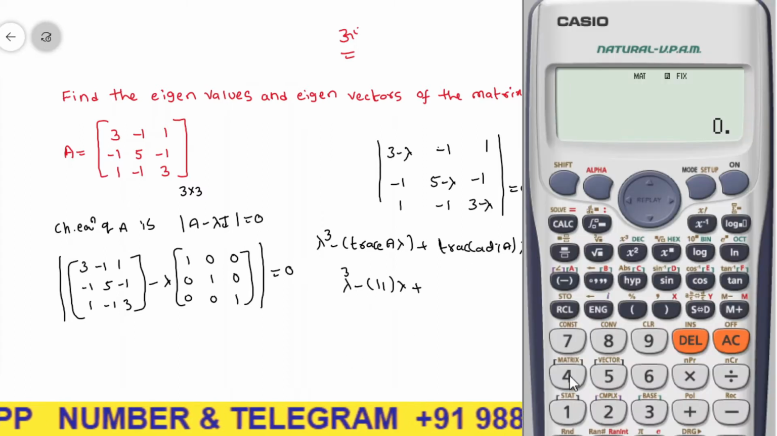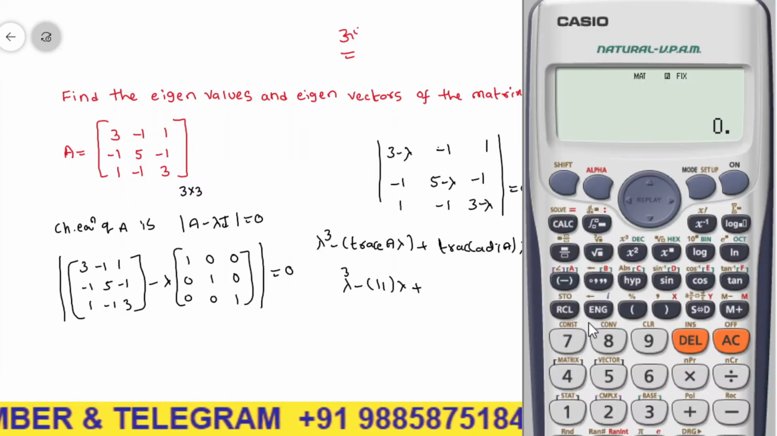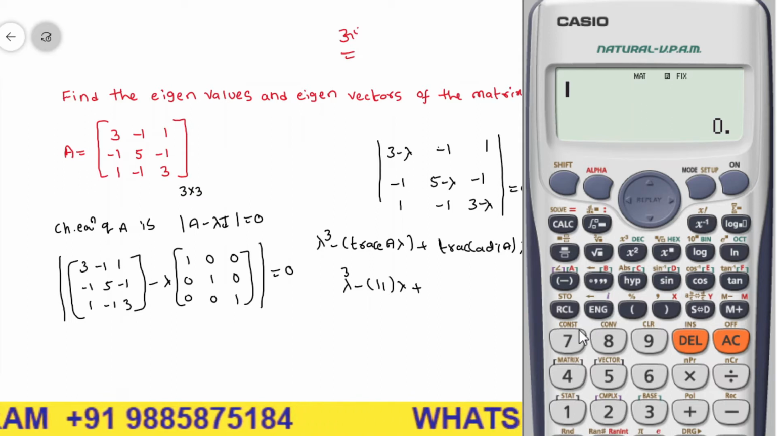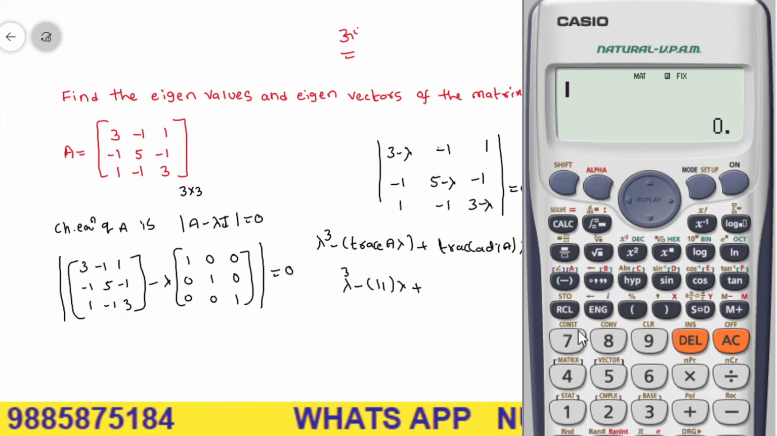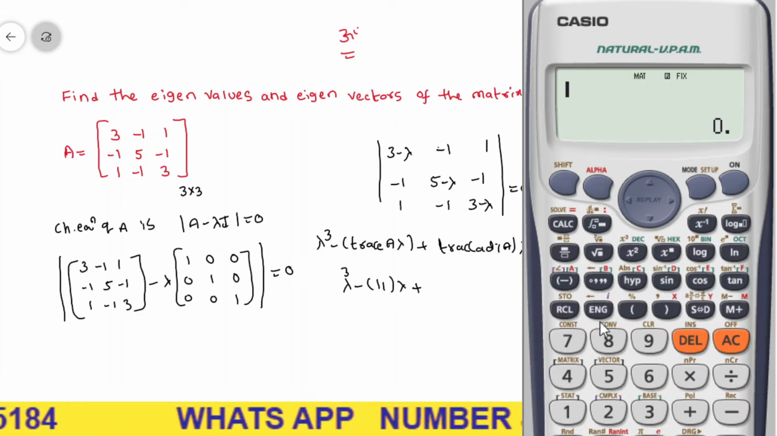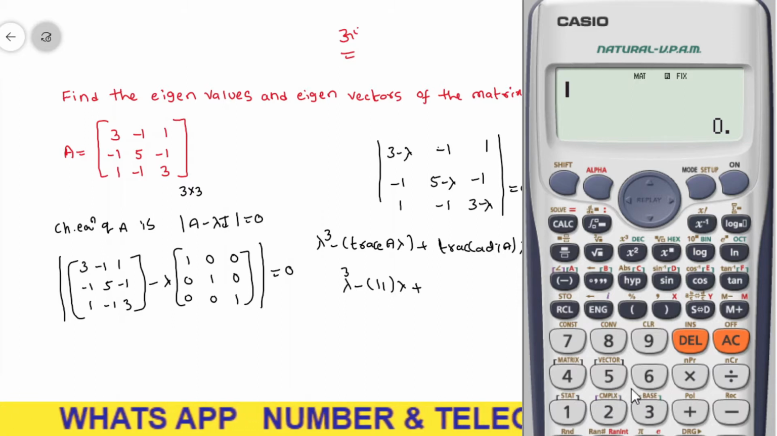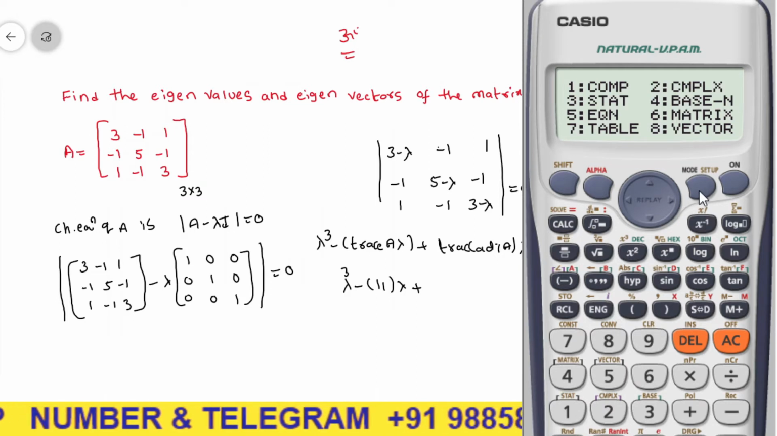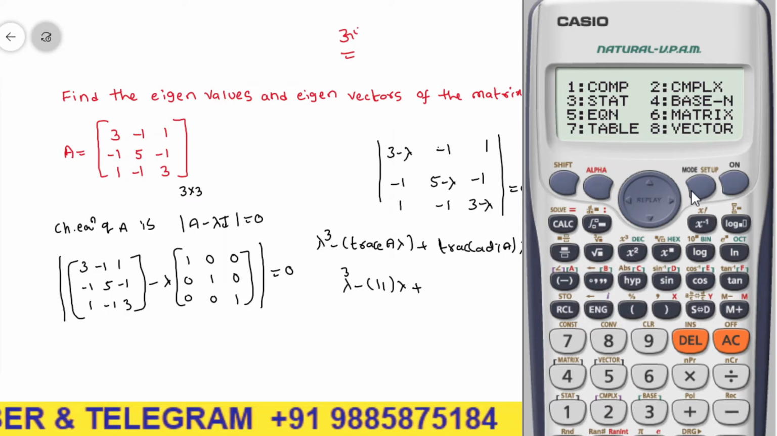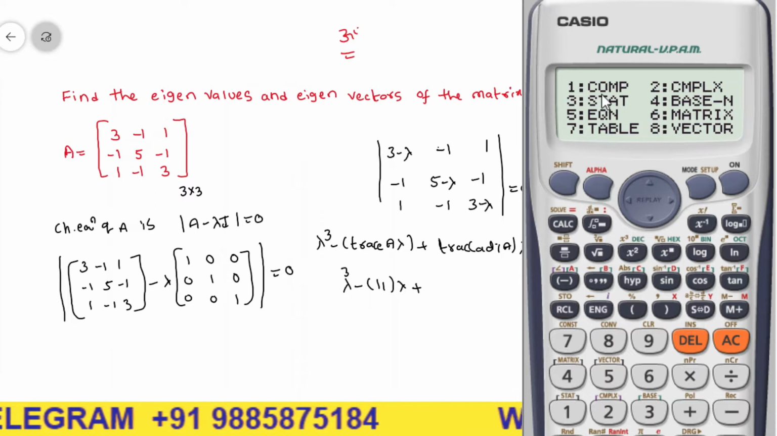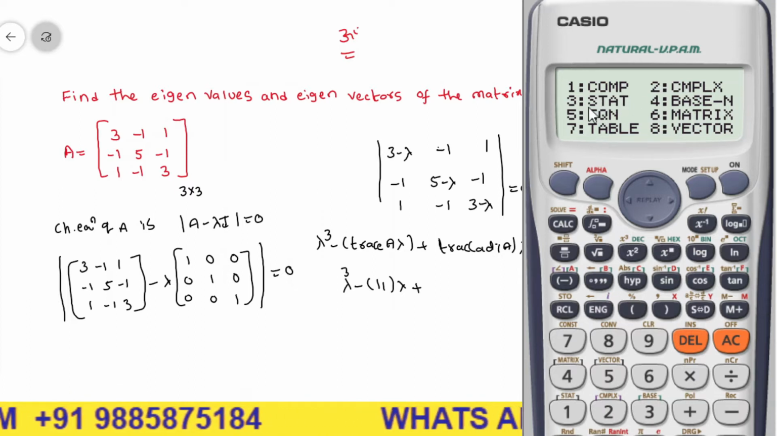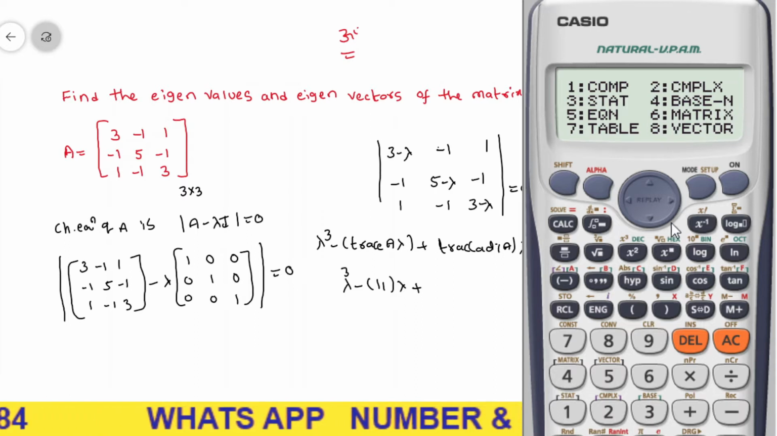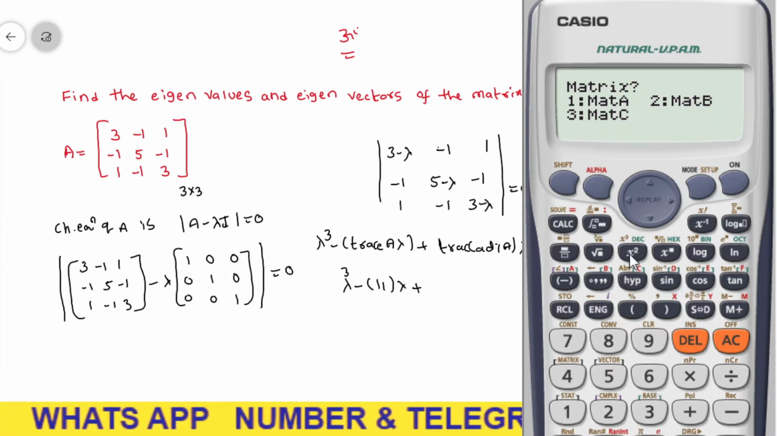Okay friends, now I am finding the adjoint of matrix A by using the Casio 991 ES model. Based on student requests only, I am using this calculator method. Now first we have to enter the matrix A values. So friends, you press setup or mode, both are the same here. Here you observe, one is computation, second is complex, third is statistics, fourth is base-n, fifth is equations, sixth is matrix. So if you press 6 then it will be in matrix mode.